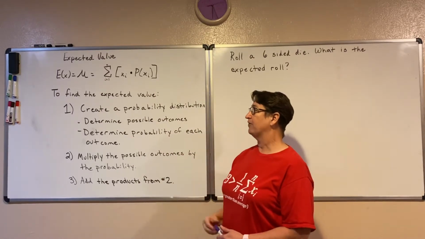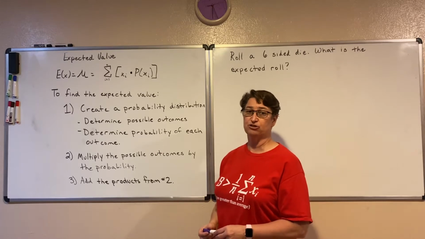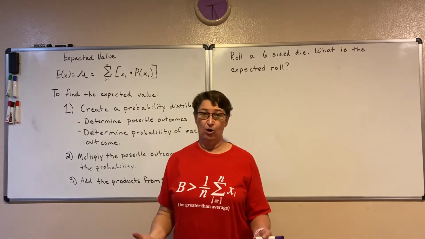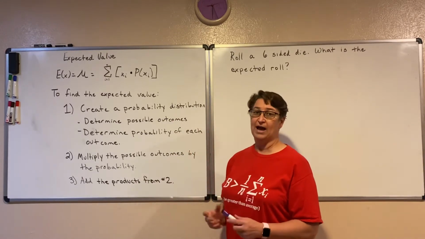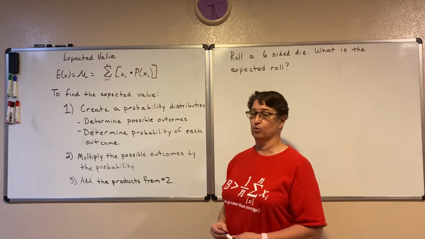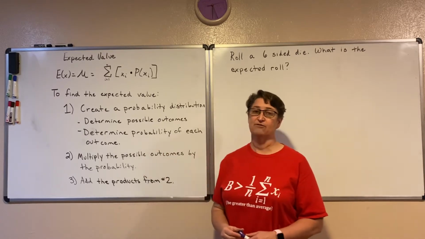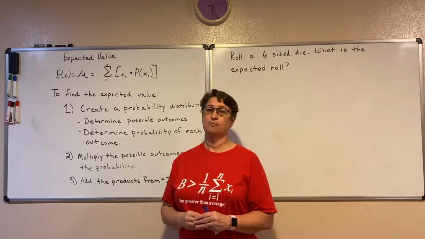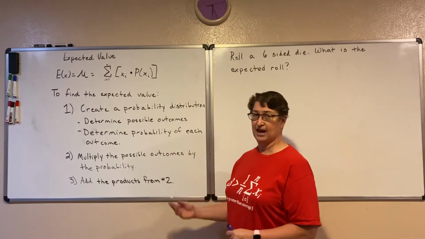So to find the expected value, first we're just going to create a probability distribution where we have to decide what are our possible outcomes. And those possible outcomes are going to be our x values, or our random variable values. Then we're going to determine the probability of each of those outcomes. Then we just take the random variable, those outcomes, and multiply them by our probabilities and add them together.